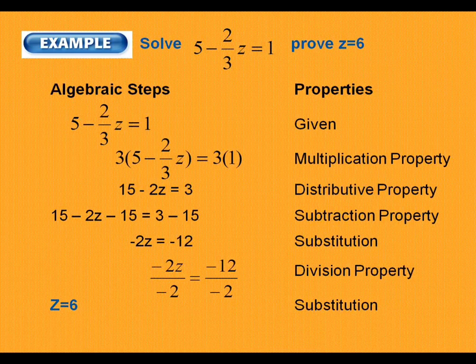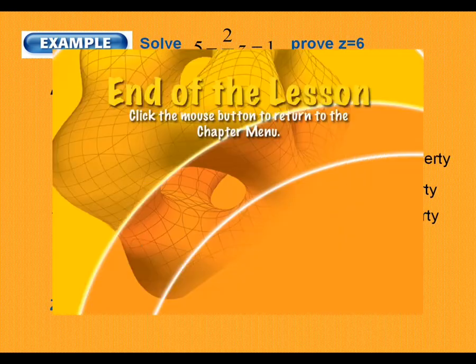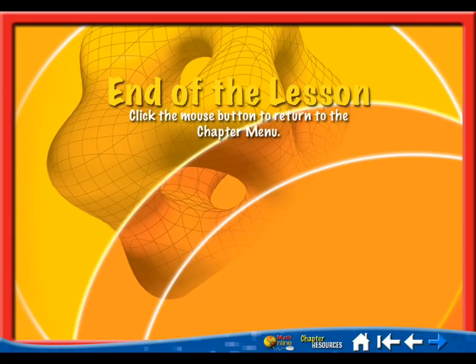Then they simplified, so they substituted. So just another proof. Again, this isn't the only way to prove this problem, right? You could have started by subtracting 5 from both sides. But you get the same result, and both of them are good proofs. All right, and that's the end of algebraic proofs.